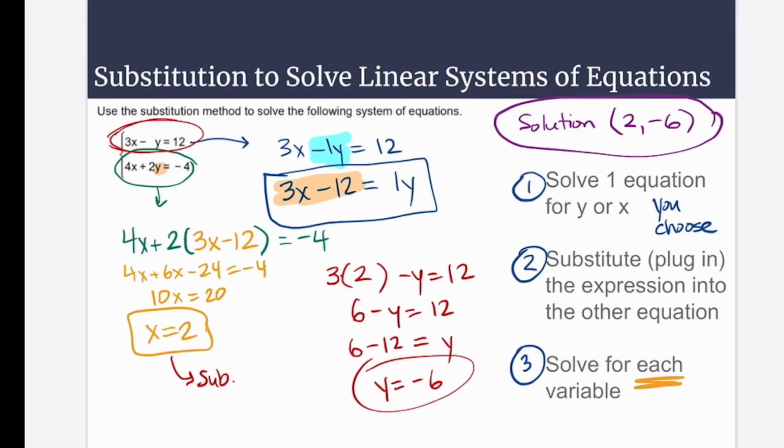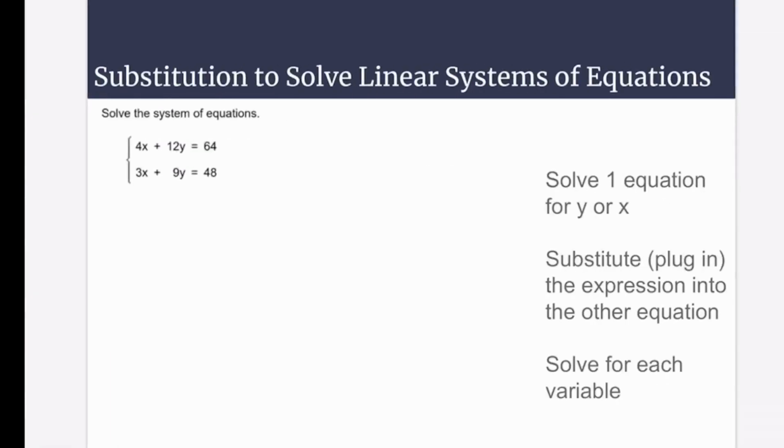So let's practice another one. It's going to be a little more complicated, so you understand the concepts. So we're going to use substitution again. None of these have 1 as my coefficient, so I'm going to have to do some kind of dividing. I'm looking at this right now, and this top equation I can simplify. You don't have to. You could pick a variable right off the bat, but all of these numbers are divisible by 4. So I'm going to rewrite this right now: x plus 3y equals 16.